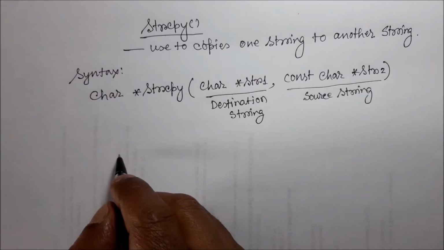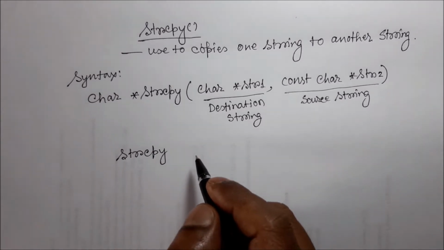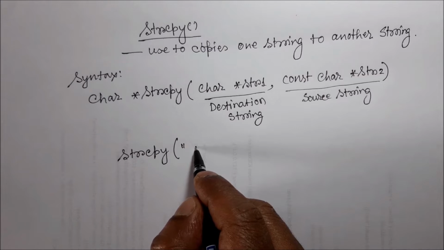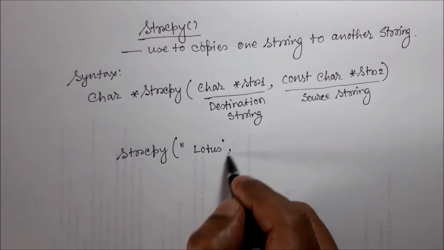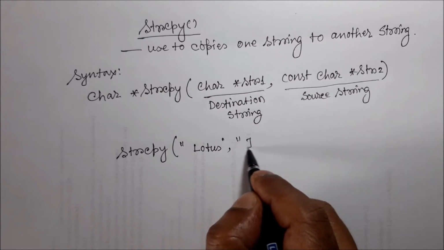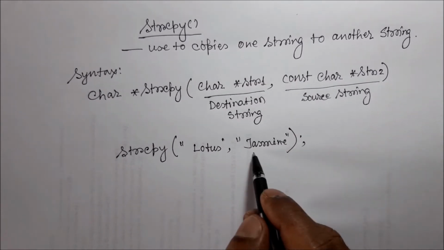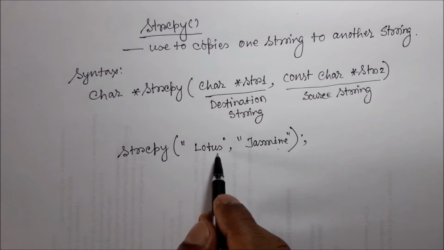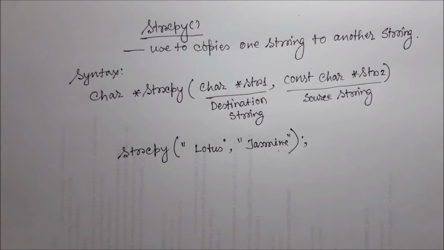For example, if I call this function strcpy, and I take lotus as a first string and jasmine, another flower name, then this is my destination string and it will be overwritten by the source string. So lotus will be lost, and I will get the output jasmine.